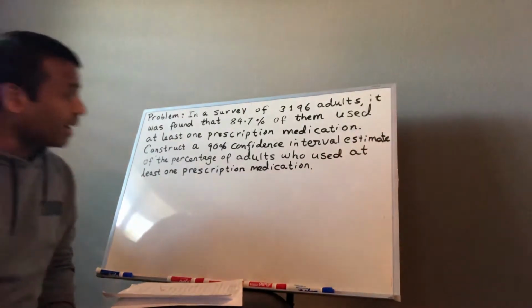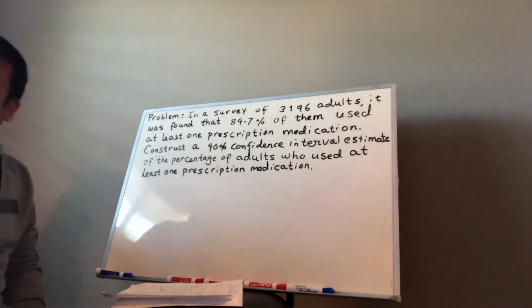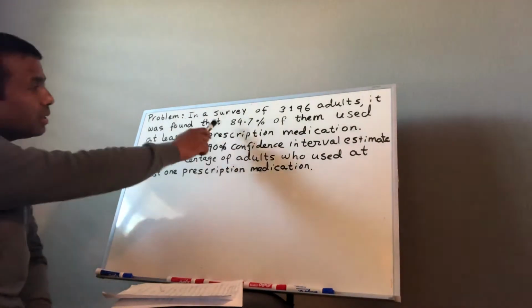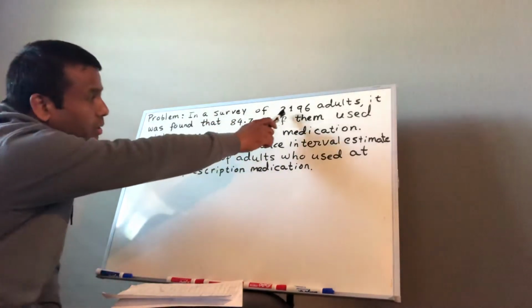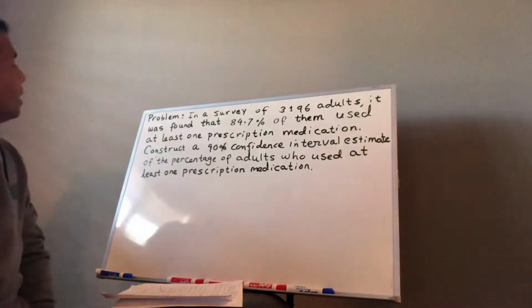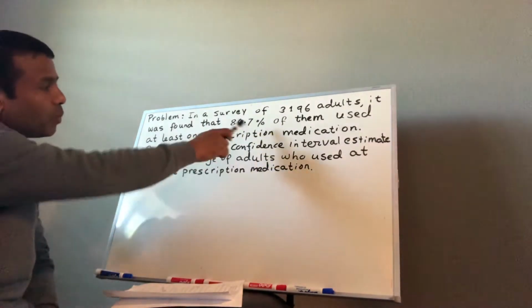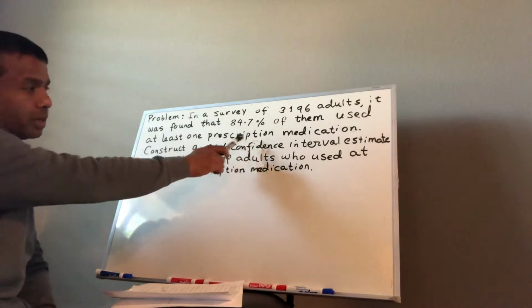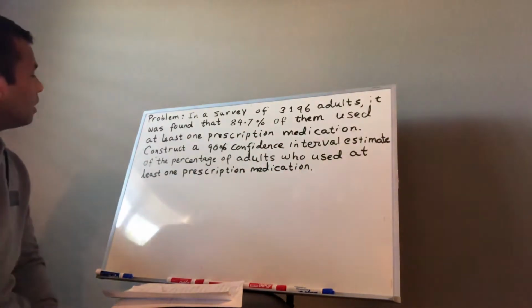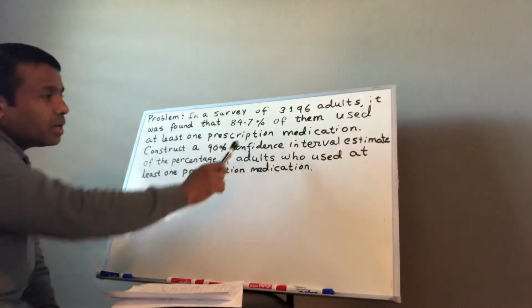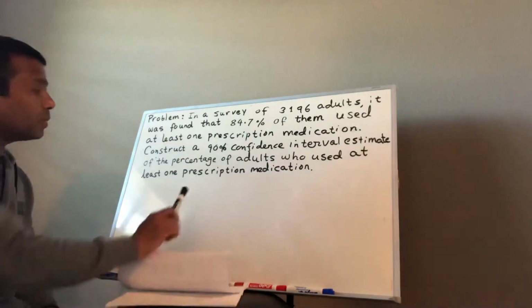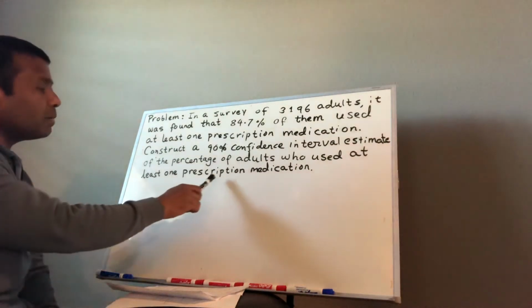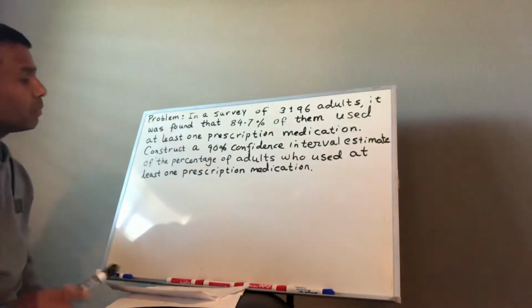Okay, guys, today we are going to solve this problem. The problem here is: in a survey of 3,196 adults, it was found that 84.7% of them used at least one prescription medication. Construct a 90% confidence interval estimate of the percentage of adults who use at least one prescription medication.